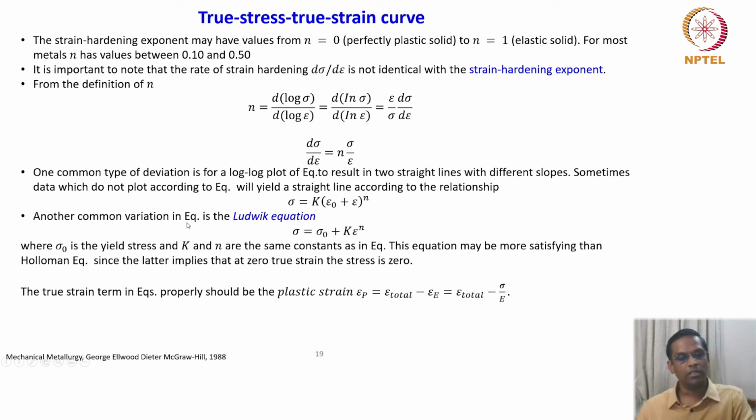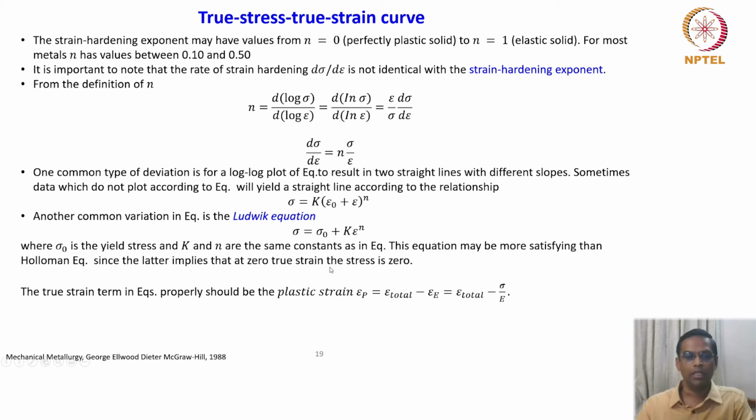Another common equation is called the Ludwig equation, which reads like this: sigma is equal to sigma naught plus k epsilon to the power n, where sigma naught is the yield stress and k and n are the same constants as in the Hollomon equation. This equation may be more satisfying than the Hollomon equation, since the latter implies that at zero true strain the stress is zero. Okay, so it assumes the friction stress at least.